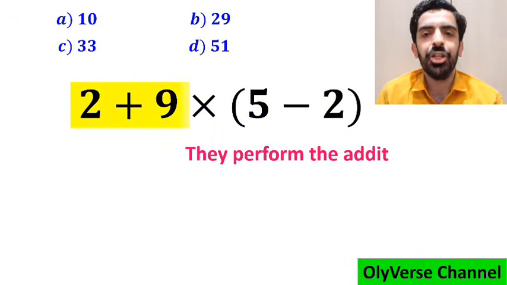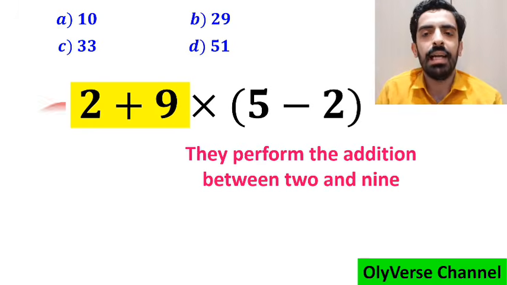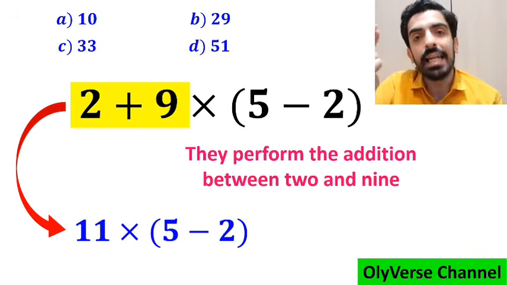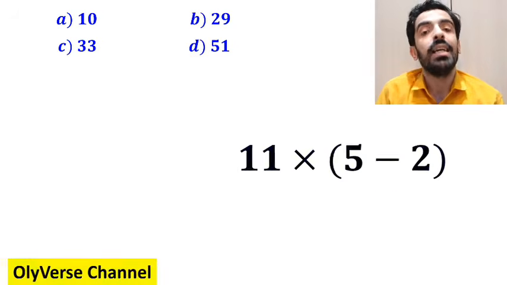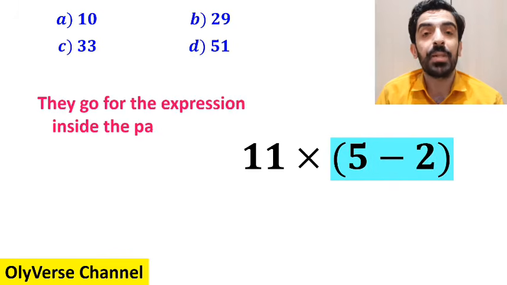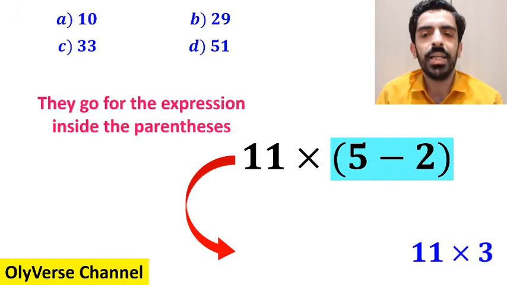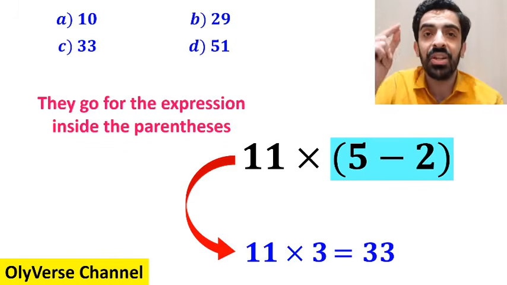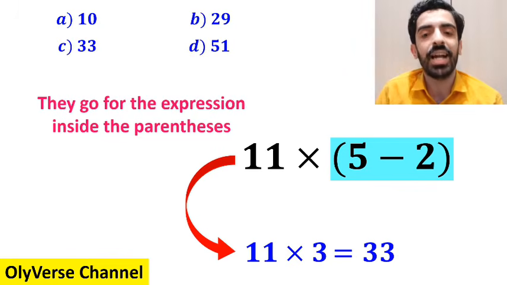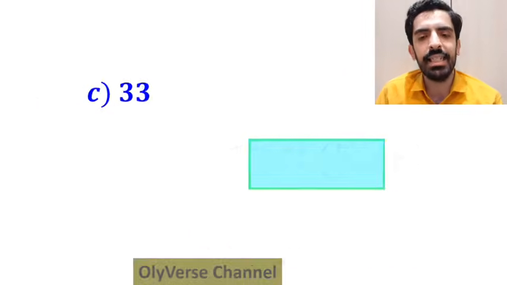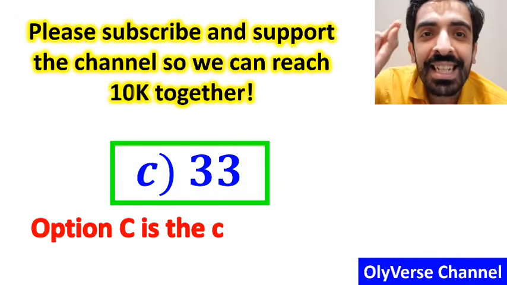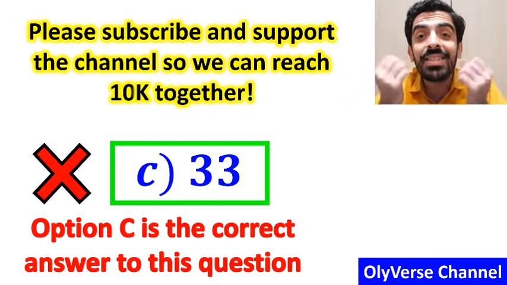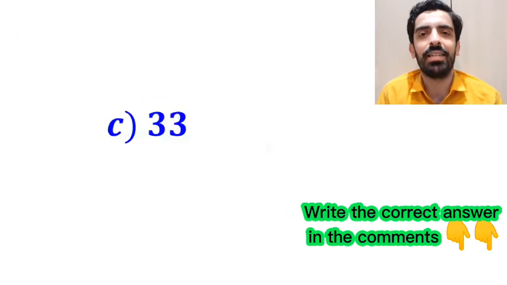Then they perform the addition between 2 and 9 and simplify this expression to 11 × (5 - 2). In the final step, they go for the expression inside the parentheses and replace it with 11 × 3, which ultimately gives them the answer 33. And without any hesitation, they quickly say that option C is the correct answer to this question. However, it's not the correct answer.